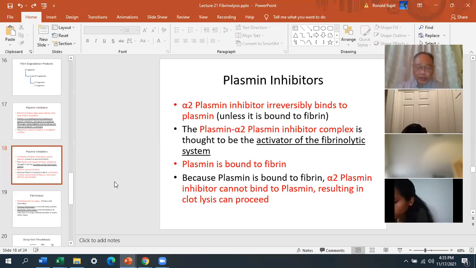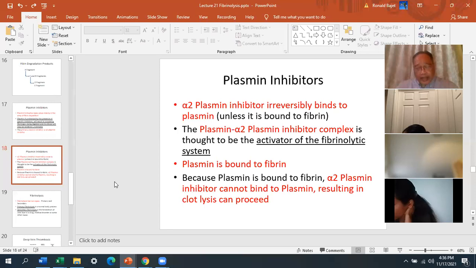Okay, I know we have to read it about two or three times. Alpha-2 plasmin inhibitor will bind to plasmin. It's an inhibitor. Remember, the two alphas will inhibit plasmin, unless it's bound to fibrin. The alpha-2 plasmin inhibitor is going to inhibit fibrinolysis. It's going to inhibit plasmin from chopping up the fibrin. But if plasmin is already bound to fibrin, then it's going to chop up the fibrin.